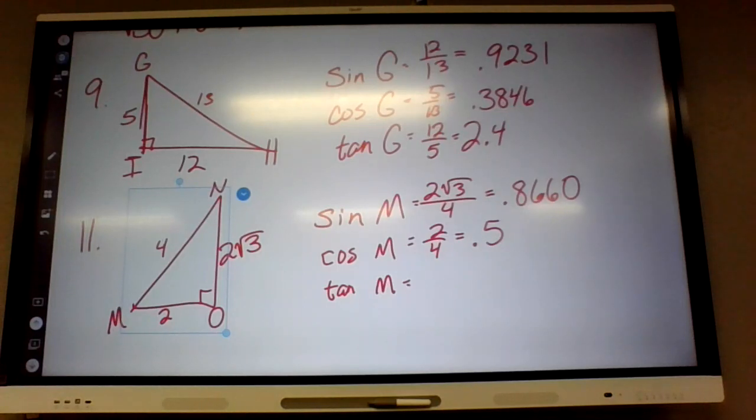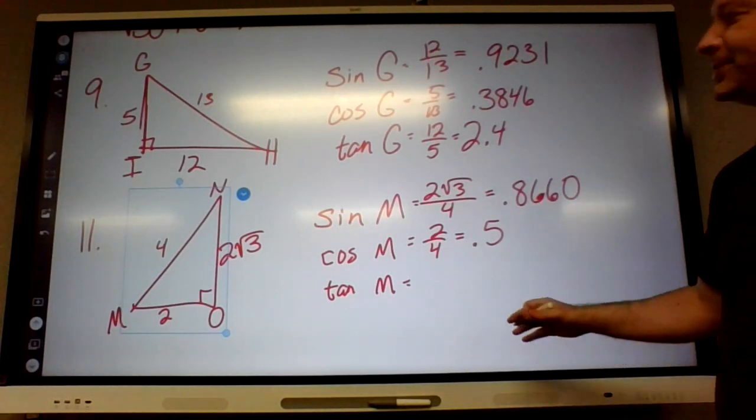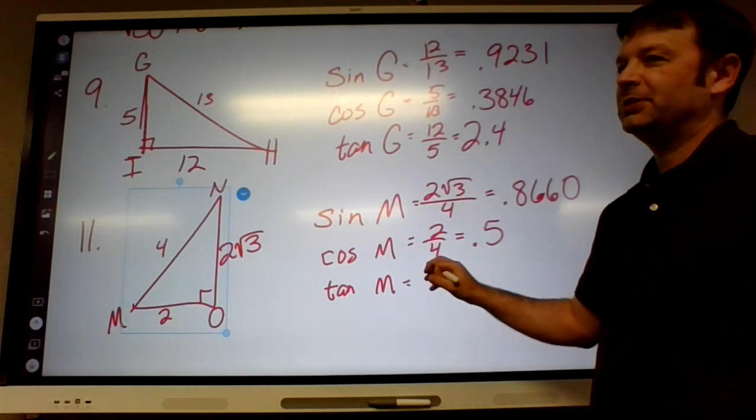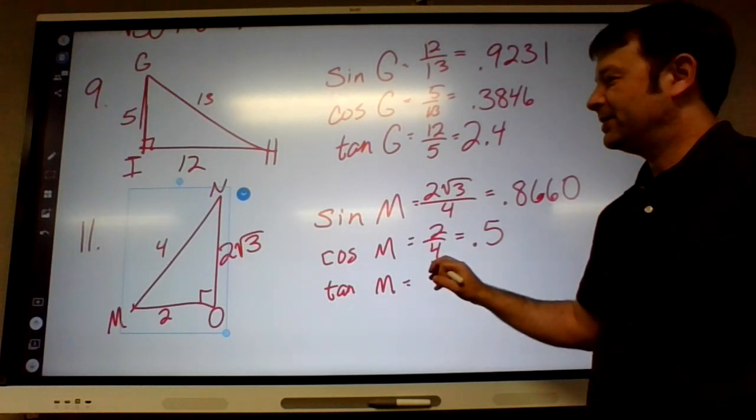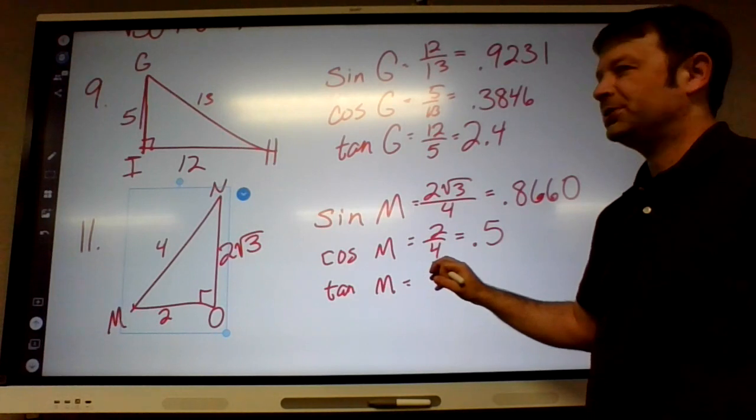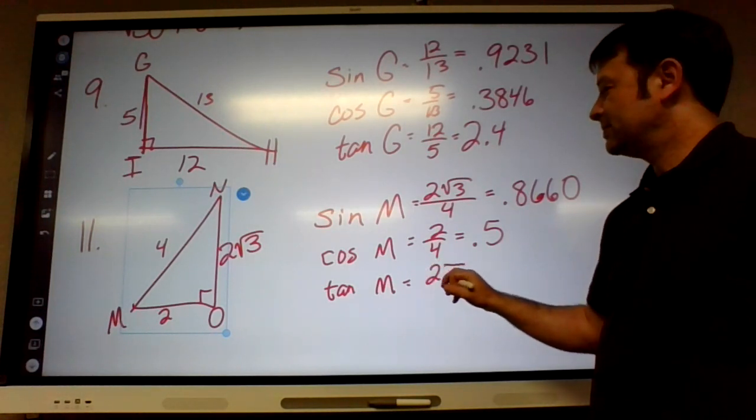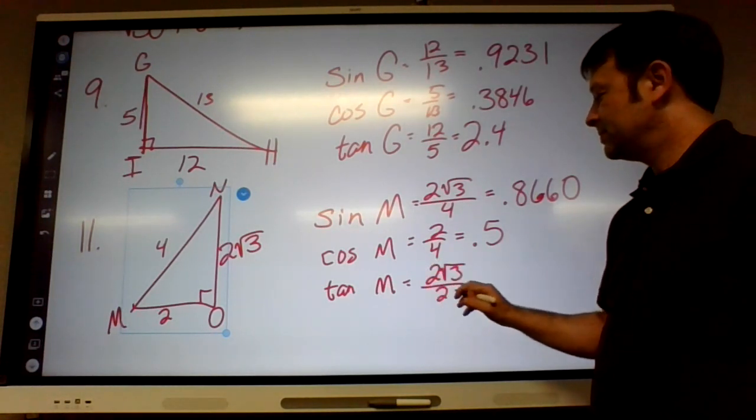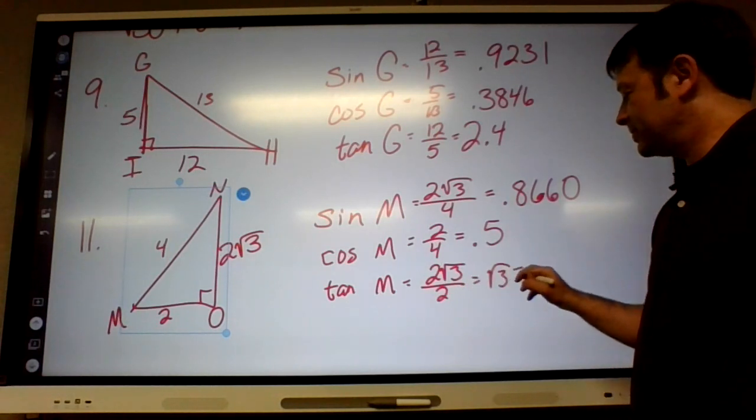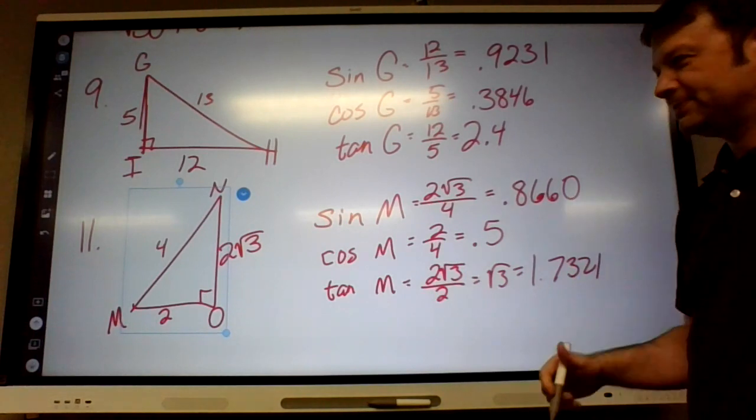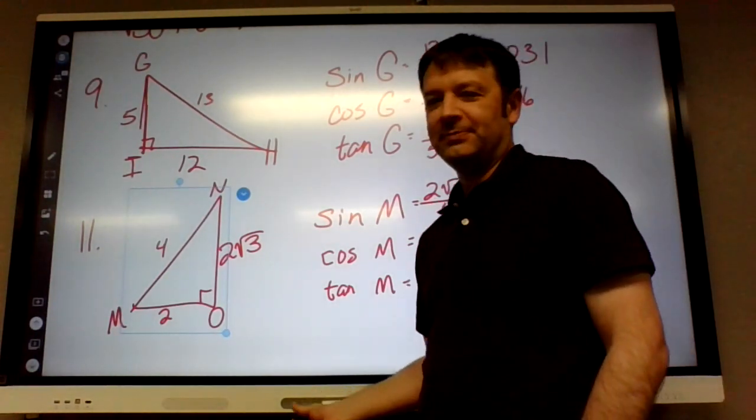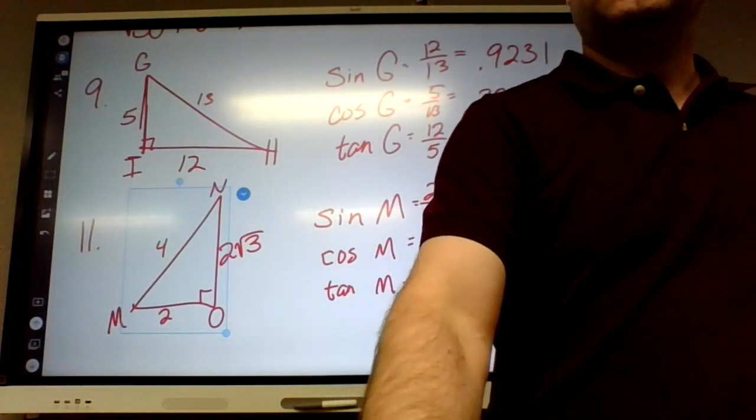Paxton, what's tangent? Look at how dark it is. We're missing it. What's opposite? Guys, you better go ahead and tell us. Opposite over adjacent. So that's M. 2 square root of 3 over 2. Okay, so that's square root of 3. 1.7321. Alright.